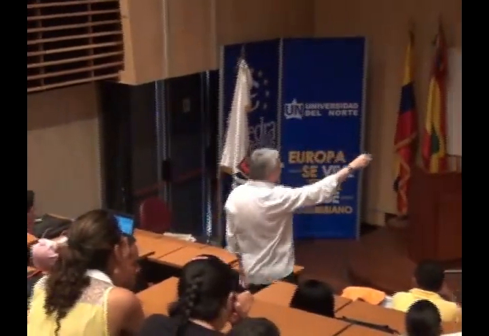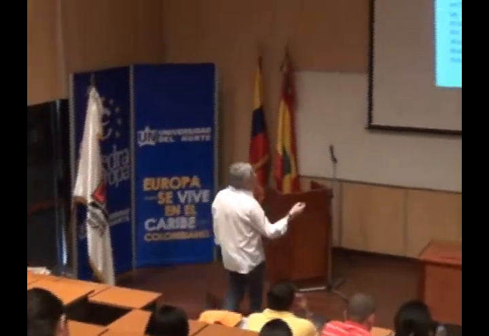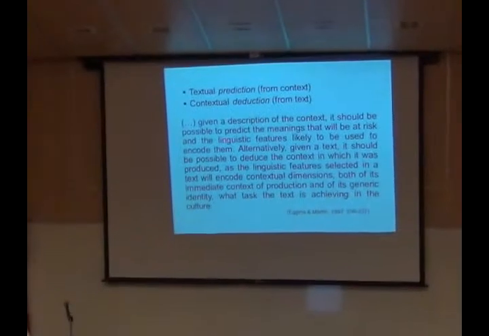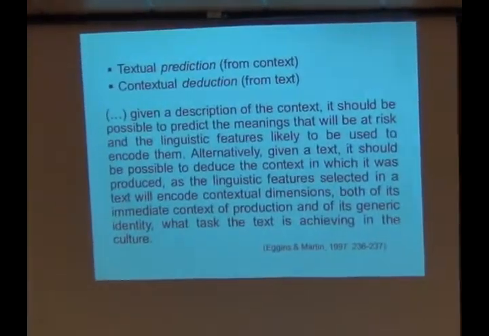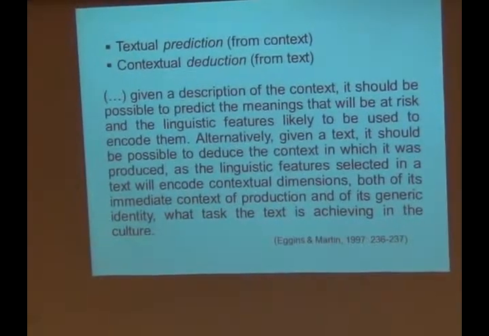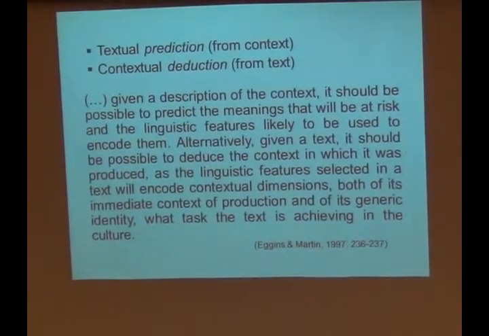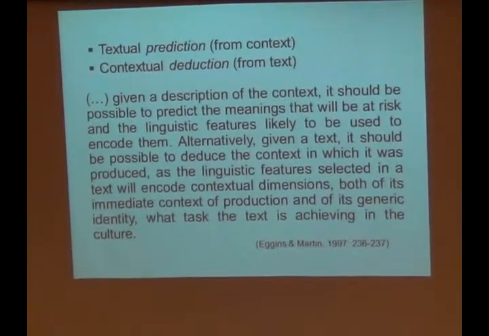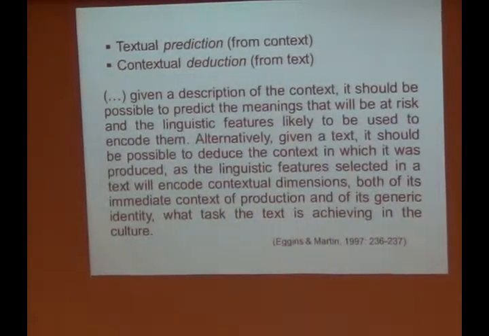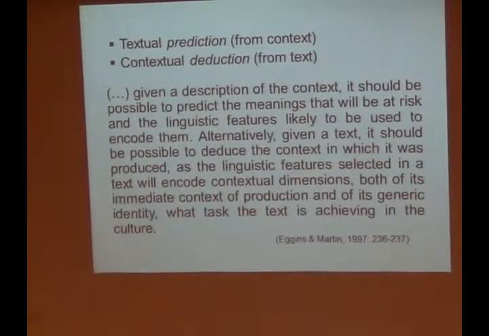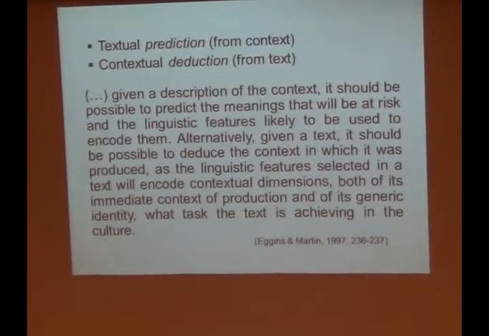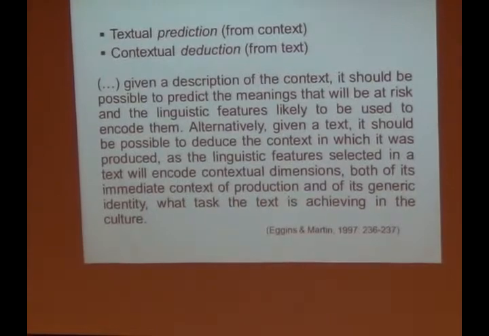Given the description of the context, it should be possible to predict the meanings that will be at risk and the linguistic features likely to be used to encode them. Alternatively, given a text, it should be possible to deduce the context in which it was produced, as the linguistic features selected in a text will encode contextual dimensions, both of its immediate context of production, of its generic identity, genre, and what task the text is achieving in the culture.